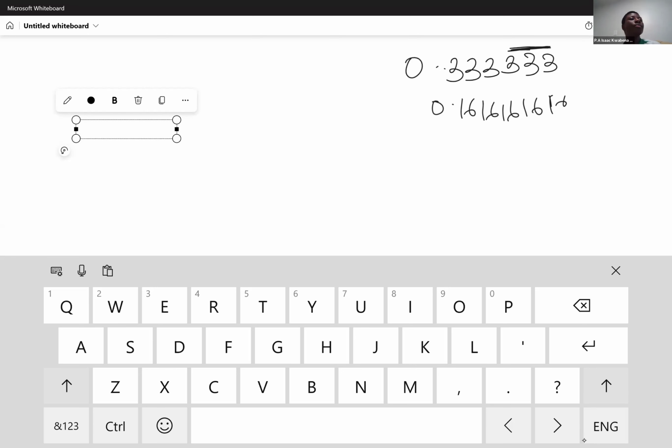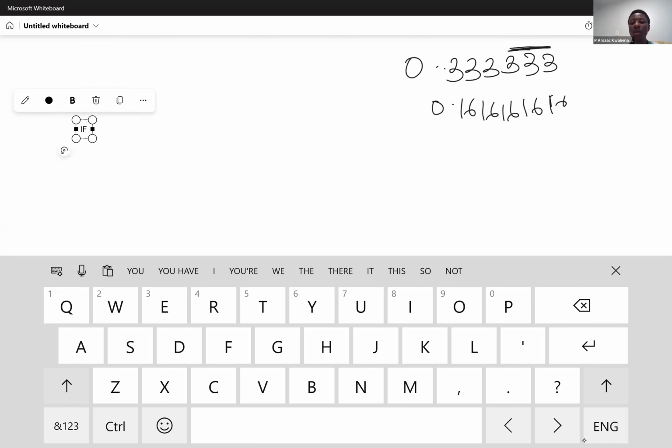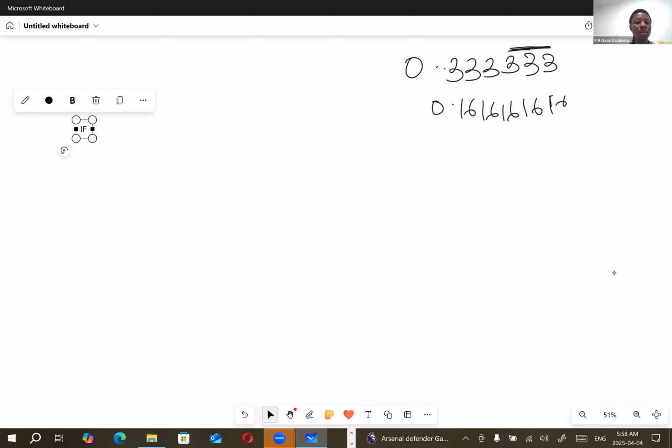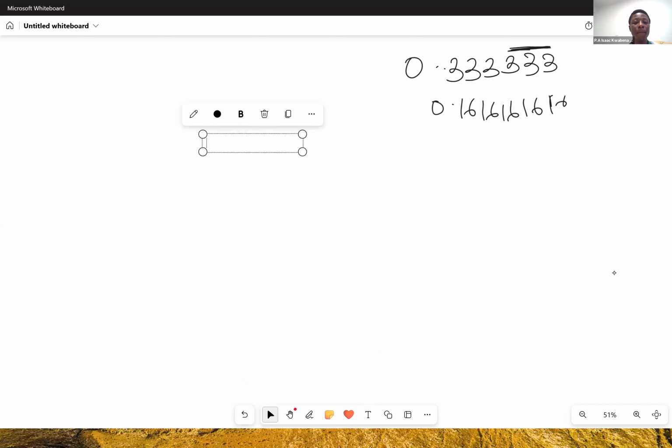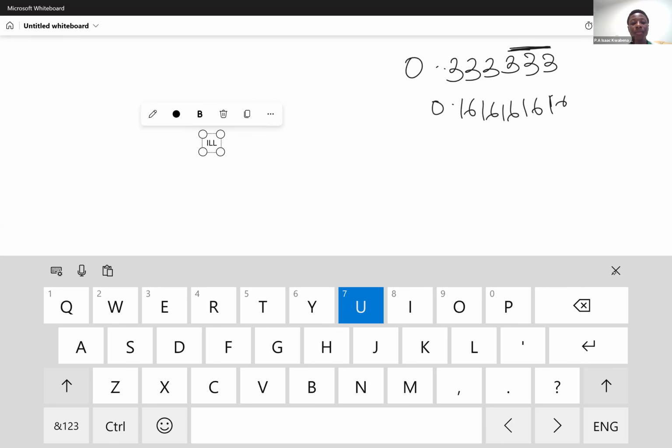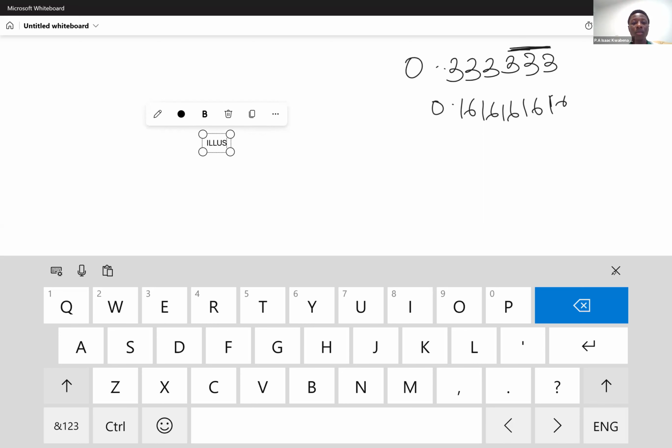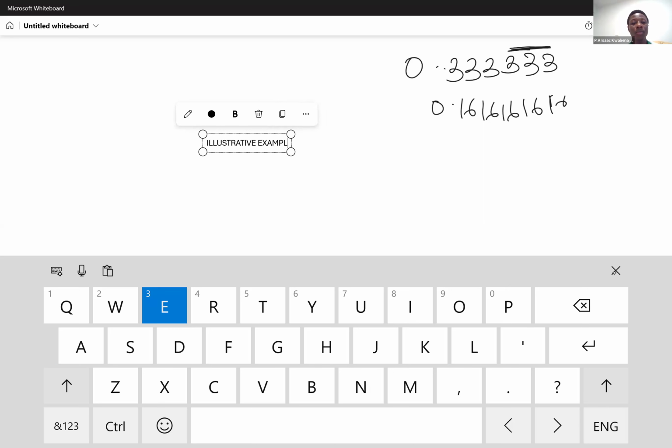Okay, so if, just a moment. Illustrating. Examples.